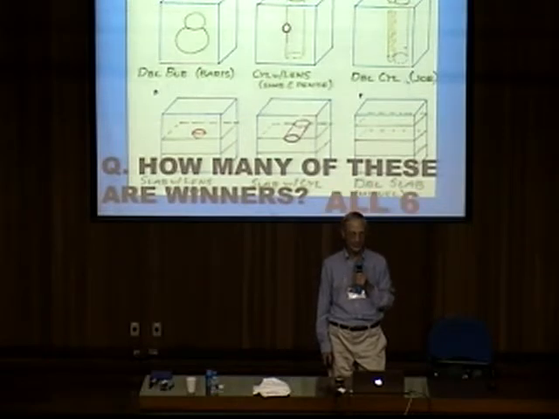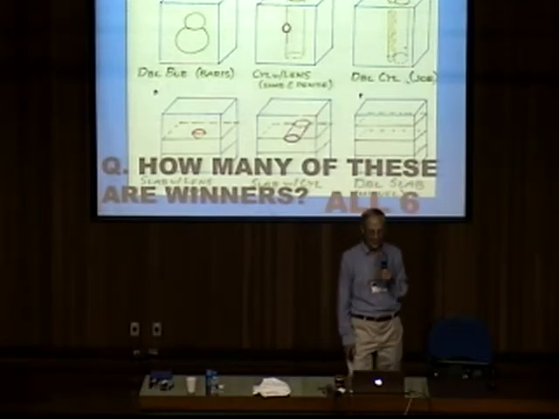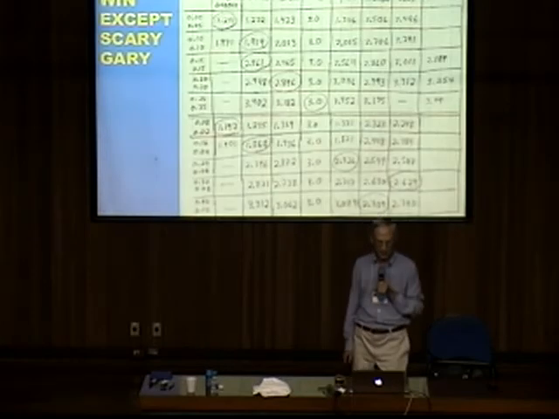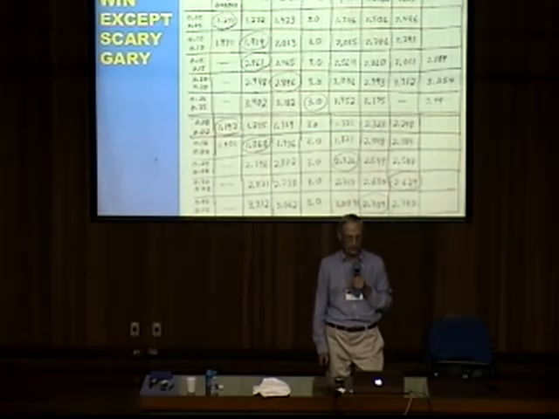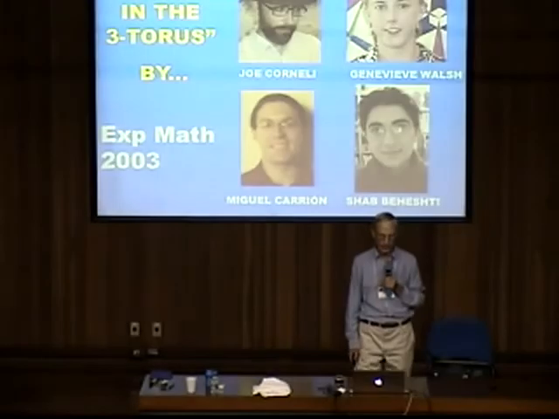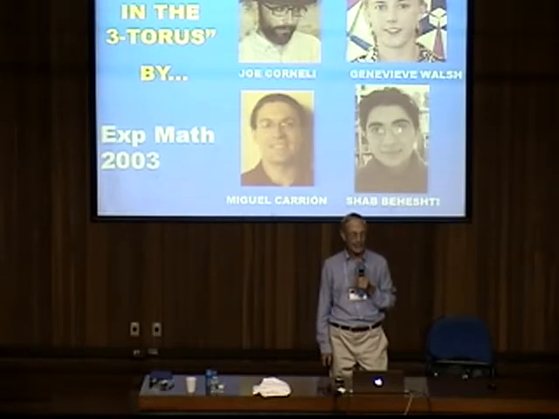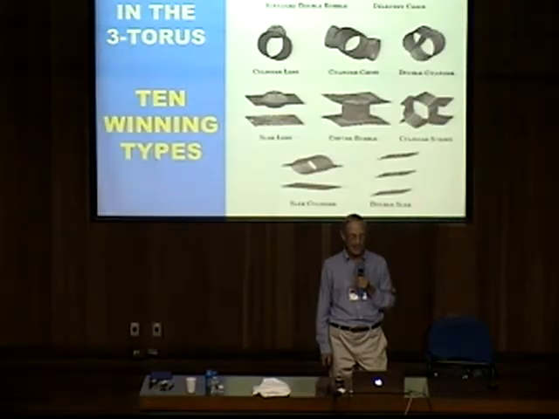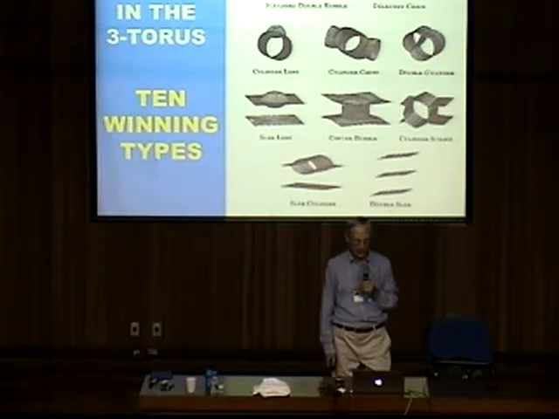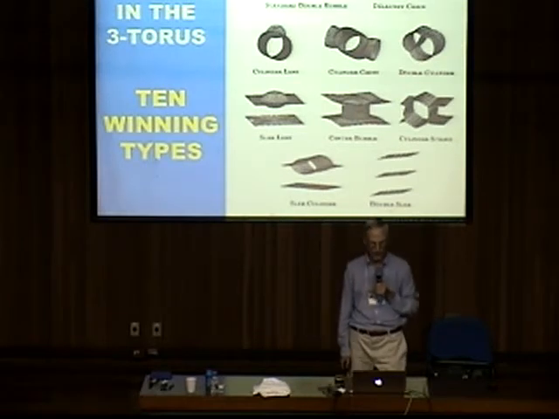Yes, it's all 6. All 6 do. So they did a chart comparing, and yes, they all had their moments of glory. And so this encouraged them to pursue this for quite a while. It turned into a nice paper in the Journal of Experimental Mathematics. And in the end, they actually had 10 winning types. And they're the 6 that we described, and also some more complicated things.